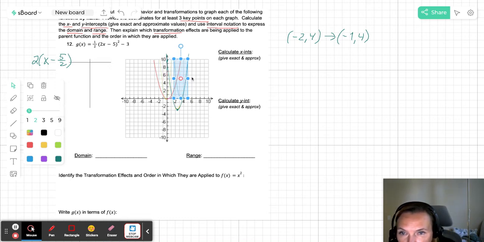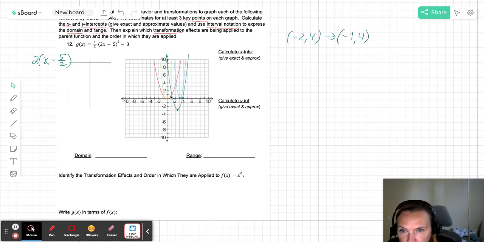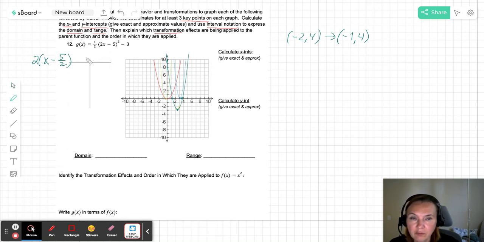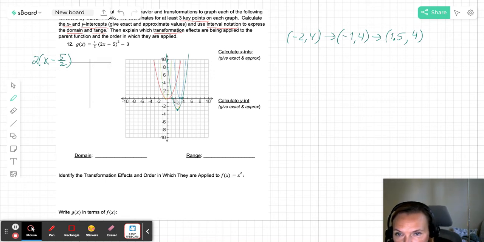Okay, so we have this parabola, very skinny like this. Okay, so we shifted it, this blue one. We shifted it to the right by 5 over 2. So now instead of the point negative 1, 4, right, it was this point over here. I shifted it 5 over 2, 2.5. So now it is going to be 1.5 comma 4, right? So I'm adding 2.5. So now it should be 1.5 comma 4.